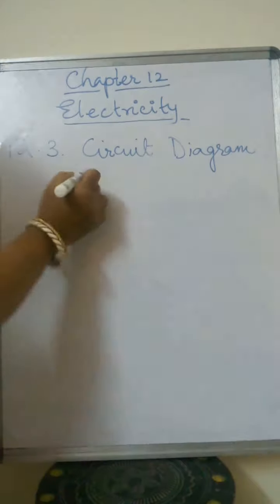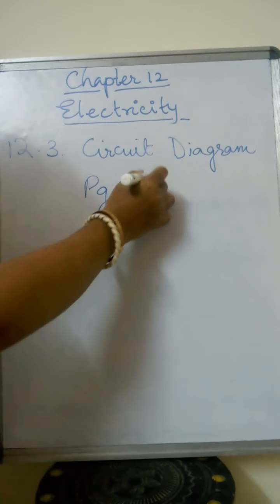Now we come to subunit 12.3, that is circuit diagram. There is nothing much to explain here. You just have a table which is given in page number 97. You need to learn this table, because these are the symbols which will help you in drawing the diagram. You can just practice it on your own. It is given in page number 97.